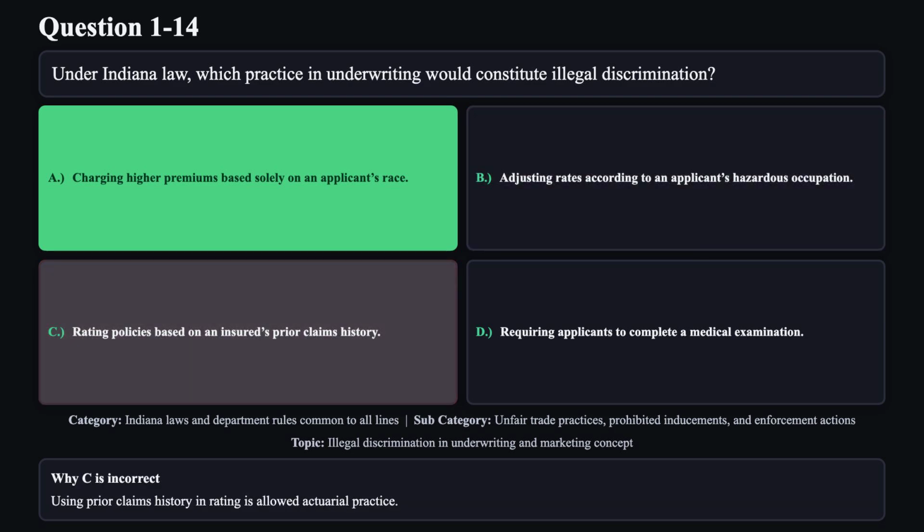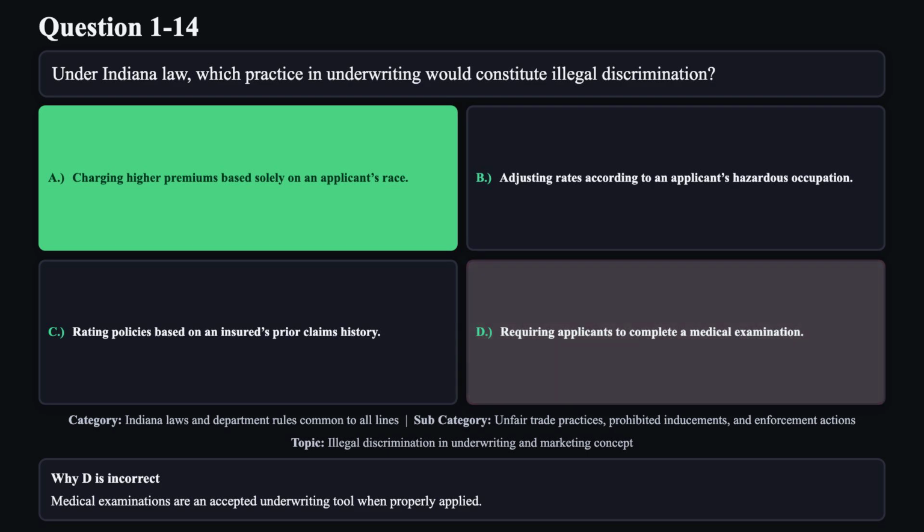Reason C is not correct. Using prior claims history and rating is allowed actuarial practice. Reason D is not correct. Medical examinations are an accepted underwriting tool when properly applied.